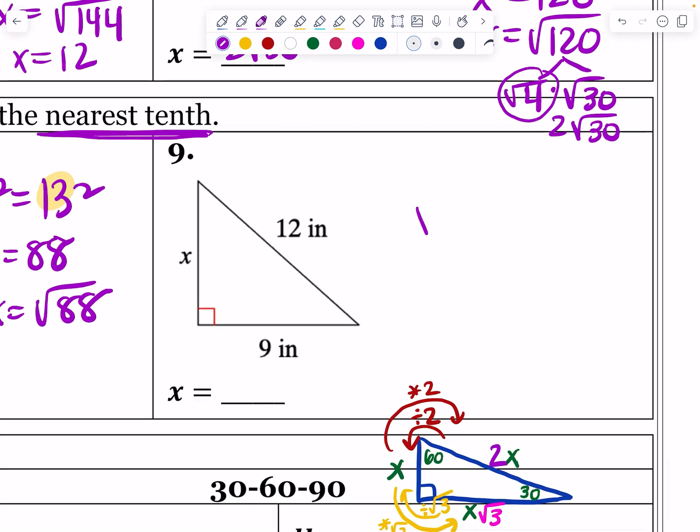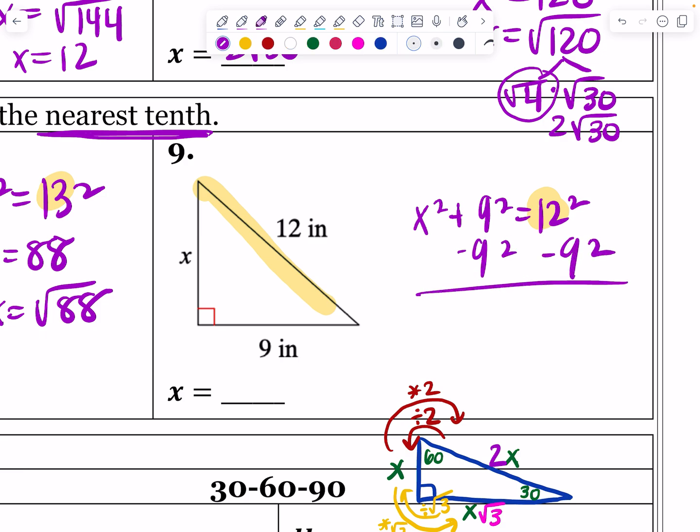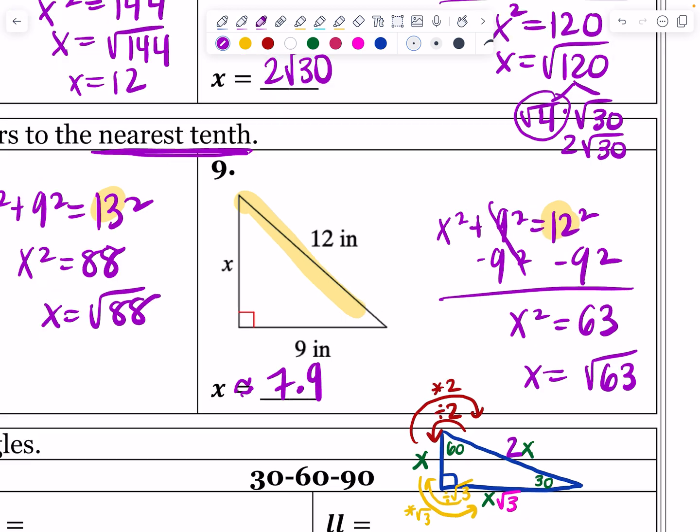Okay, last one. x squared plus 9 squared equals 12 squared. And so I'm going to subtract, because that was my hypotenuse, so that went in for the c value. I'm going to subtract 9 squared from both sides. And when I do that, 12 squared minus 9 squared is going to be 63. So x squared equals 63. So x is equal to the square root of 63. What's the square root of 63? Well, it's going to be real close to 8, because the square root of 64 is 8, so the square root of 63 is going to be about 7.9. About 7.9 when I round it.